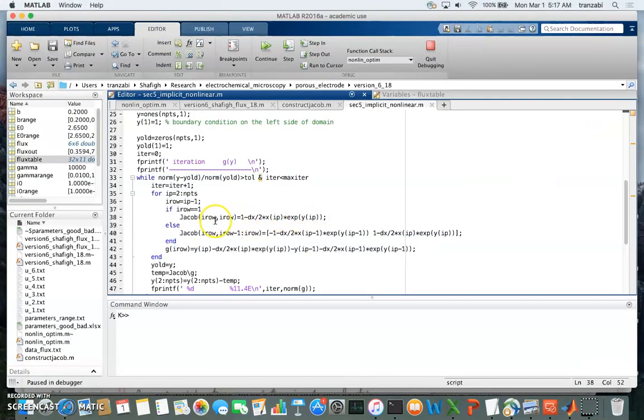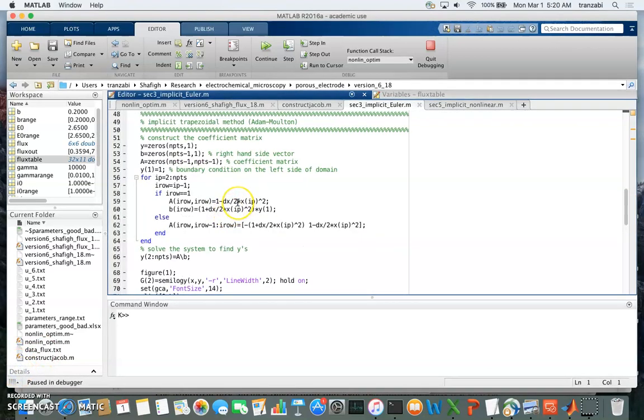Given that, I can construct the same thing in my script. For row 1, I only have one non-zero element, which is 1 minus delta x over 2, and then times, actually this is for another problem. Let me go back to the problem I'm looking at.